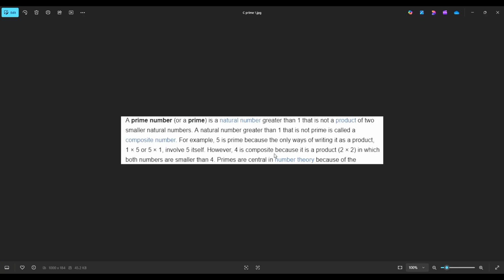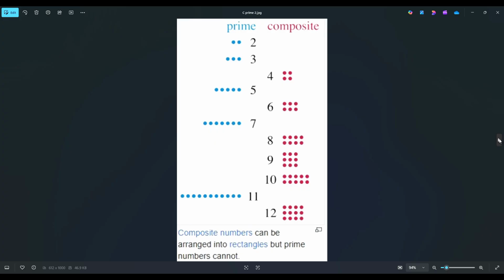However, 4 is a composite number because it is a product of 2 times 2. That means other than 4 or 1, it can be divisible by 2. So 4 is a composite number and 5 is a prime number. More details in the future slide.